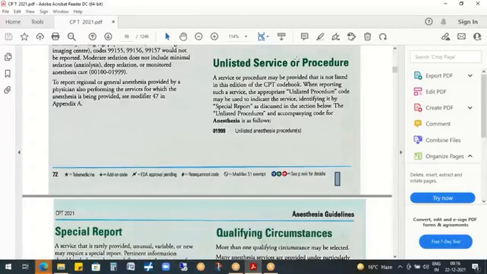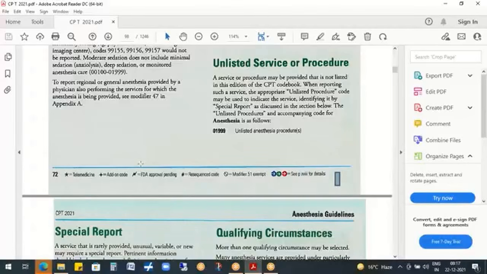Next one, write down. Every 15 minutes is considered as one unit.